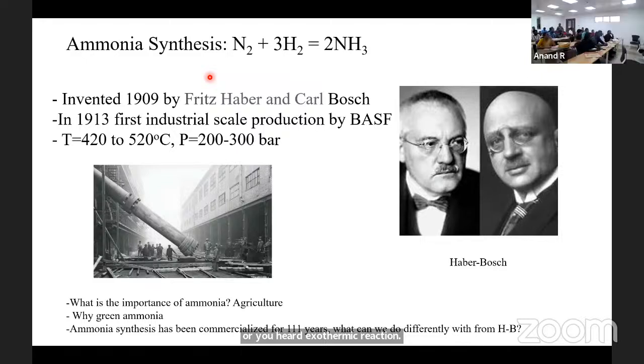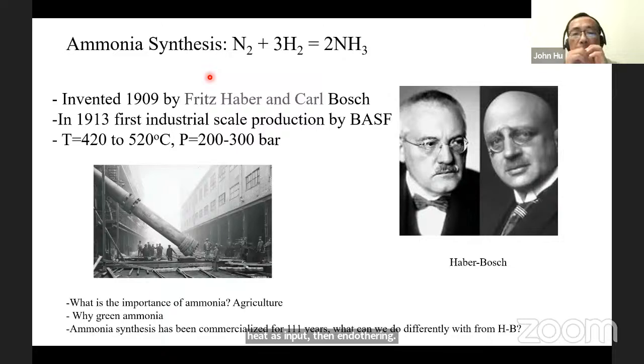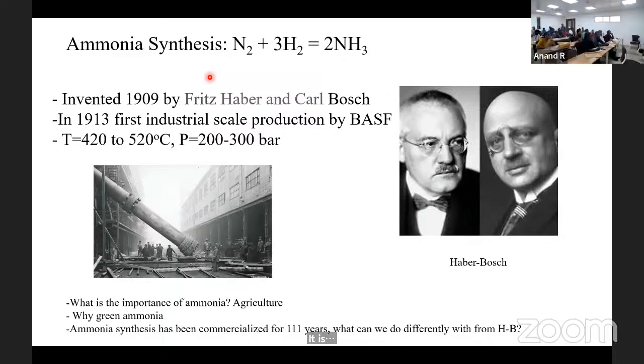So what do you know about the exotherm? How is it coming out? During the chemical reaction, heat energy is coming out from the process, then we can call that exothermic. Endothermic means we have to give heat for completing the reaction, heat as input. If heat is released from the reaction, then we can call that reaction an exothermic reaction.